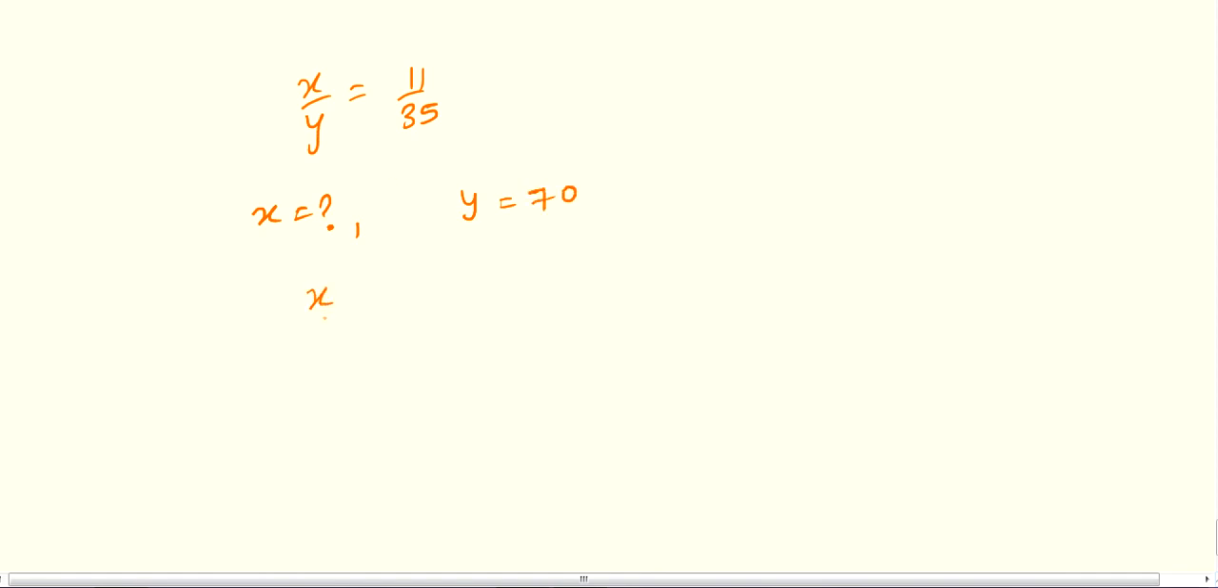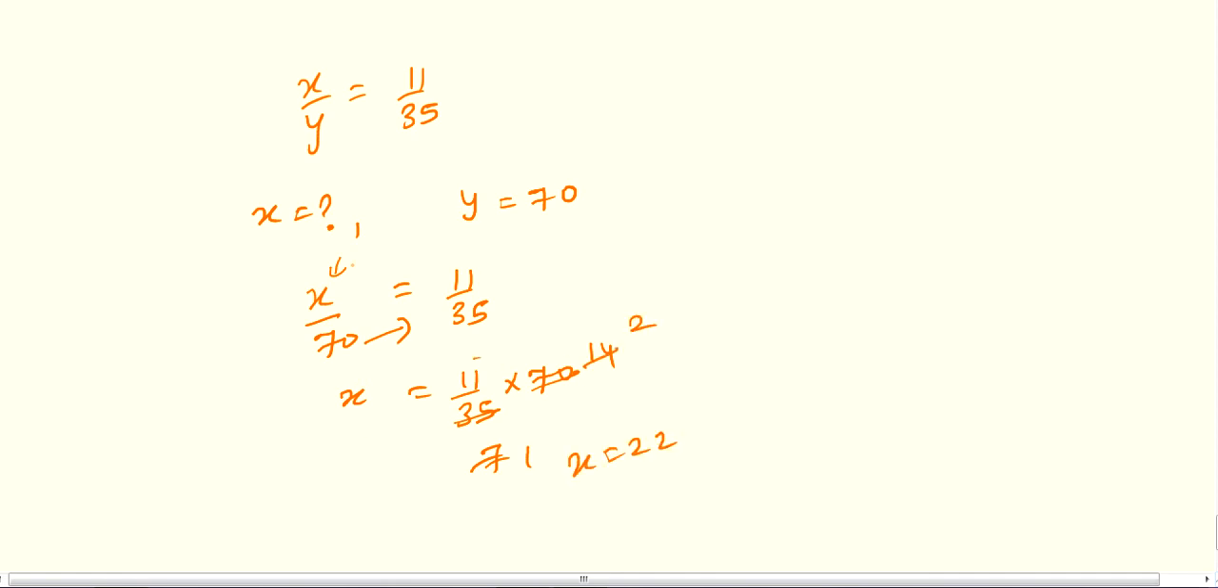So x upon the value of y, which is 70, equals 11 upon 35. We have to find x, so transpose this 70 to the right-hand side. 70 is in the denominator, on the dividing side, so on that side it will be multiply. So 11 by 35 into 70. 5 sevens are 35, 5 fourteens are 70, 7 ones are 7, 7 twos are 14. Now 11 into 2 is 22. So this is your required answer.